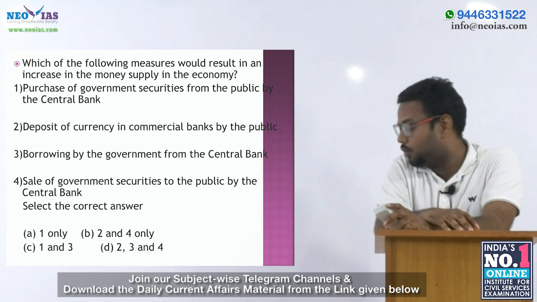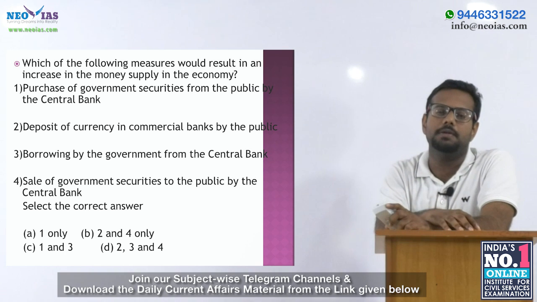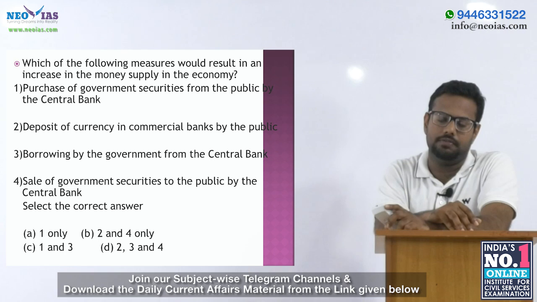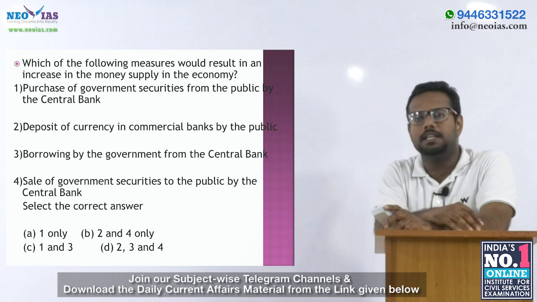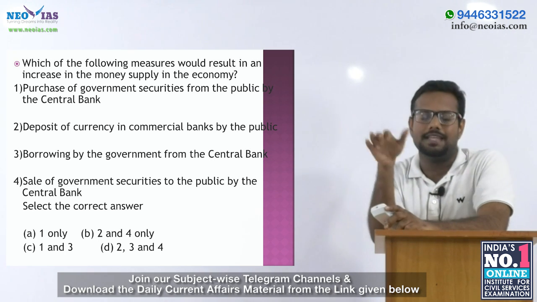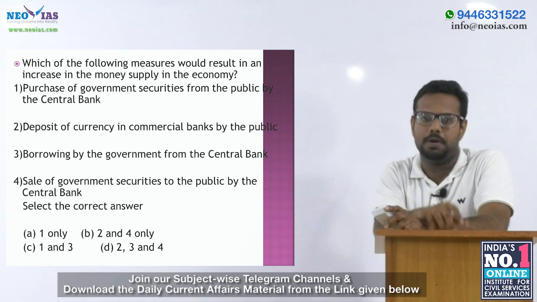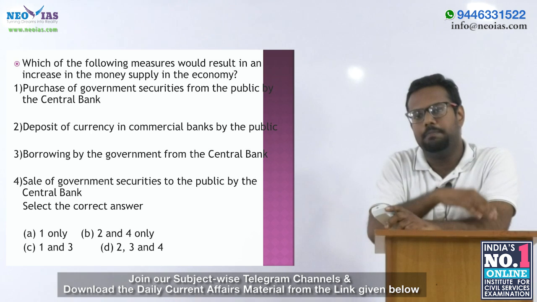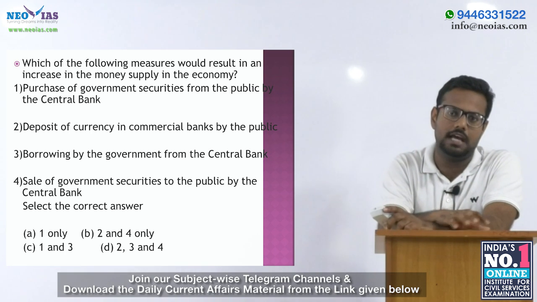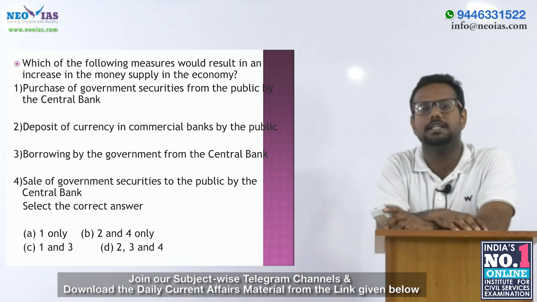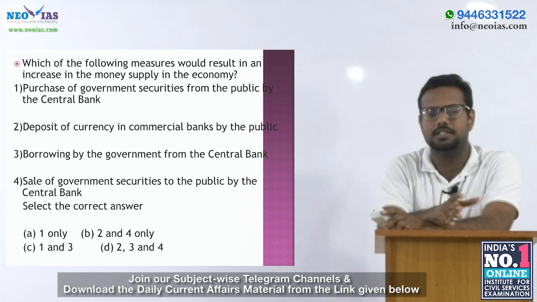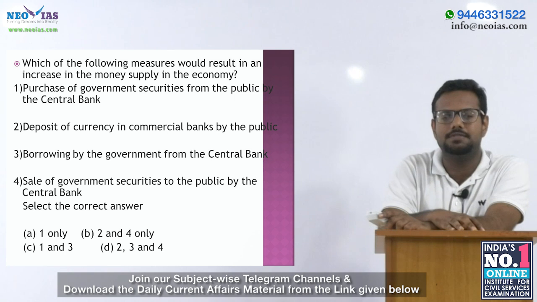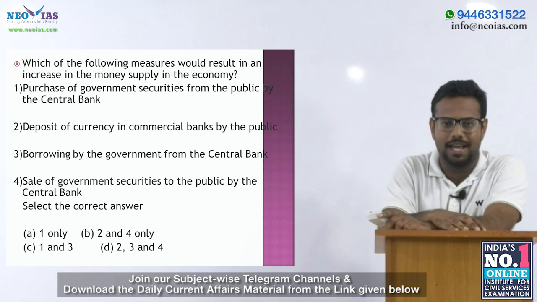And coming to statement 4, sale of government securities to the public by the central bank. It is opposite to statement 1. When the central bank or RBI sells government securities to the public, the RBI will get the money from the public. That may decrease the money supply in the economy. That will not increase the money supply. So statement 4 is also wrong. And the answer for our question, as we said earlier, is C, 1 and 3 only.